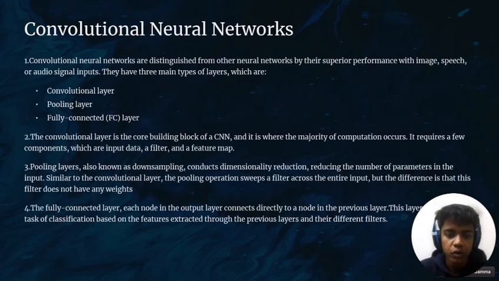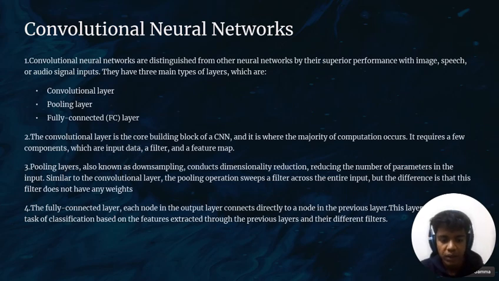Now, after going through convolution, we'll go through convolutional neural networks. Convolutional neural networks are distinguished from other neural networks by their superior performance with image, speech, or audio signals. They have three main types of layers, which are the convolutional layer, pooling layer, and fully connected layer. The convolutional layer is the core building block of a CNN, and it is where the majority of computation occurs. It requires a few components, which are input data, a filter, and a feature map.